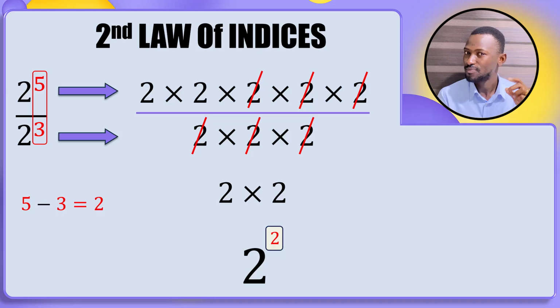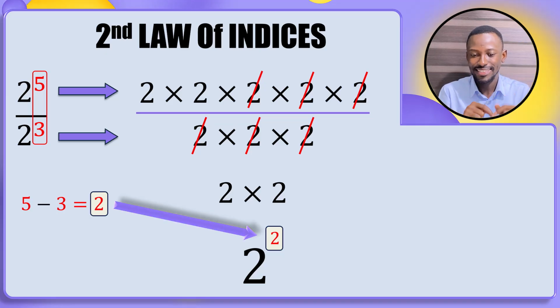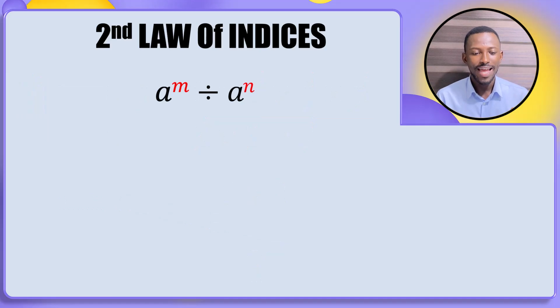Good. Remember, it is the top number minus the lower number. The top exponent, 5, minus the lower exponent, 3. You see that this 2 is the same as the 2 in 2 to the power 2. Do you get that? So you see the connection between how we expanded and solved it and a short way of finding it. That leads us smoothly to the second law of indices.